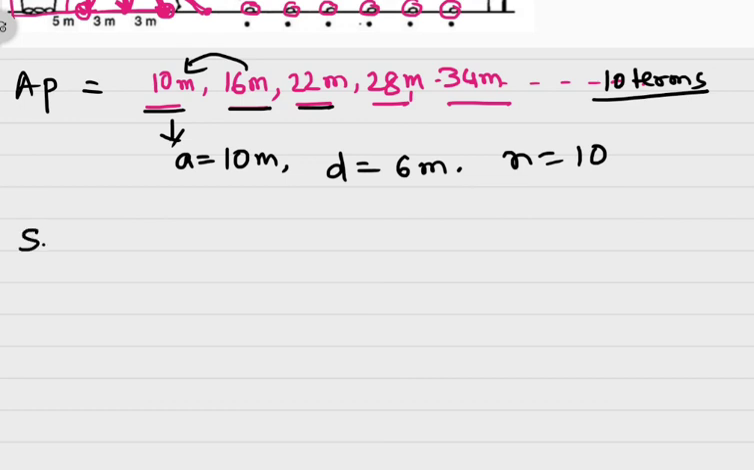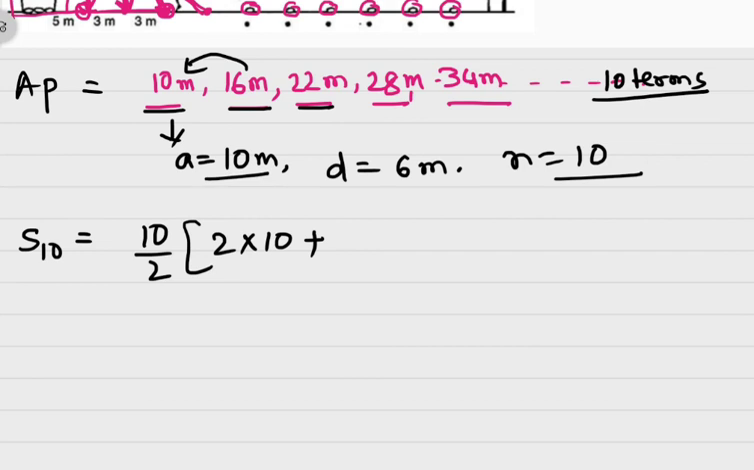Now how will you find S10? S10 will be equal to 10 by 2 into 2a plus n minus 1 into d. 2a means 2 into 10. N minus 1 means 10 minus 1. Children, don't confuse: n is also 10 and a is also 10. So n is equal to 10, 10 minus 1 is 9, and d is 6.